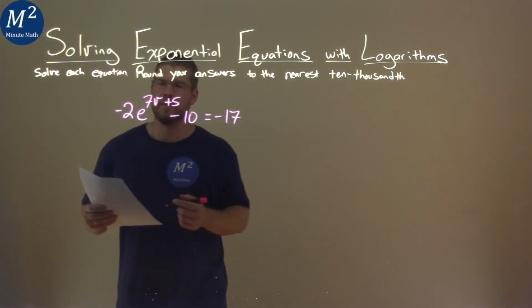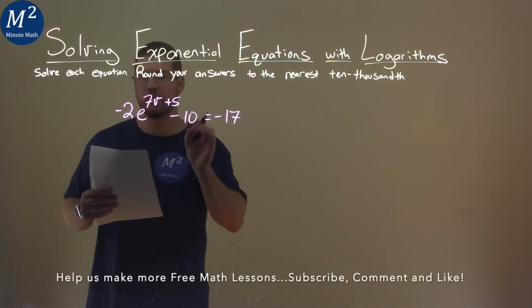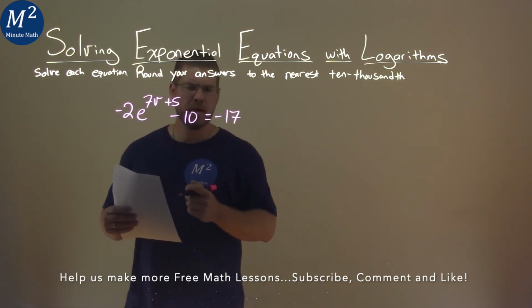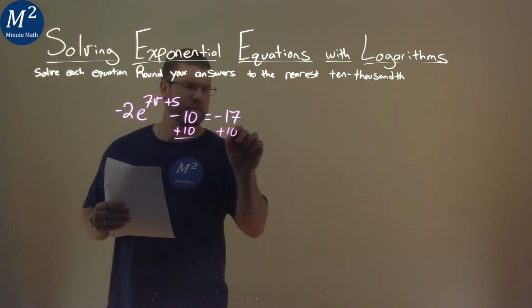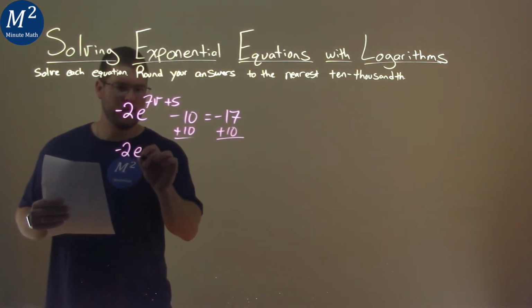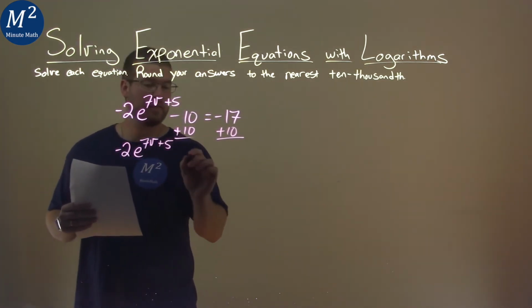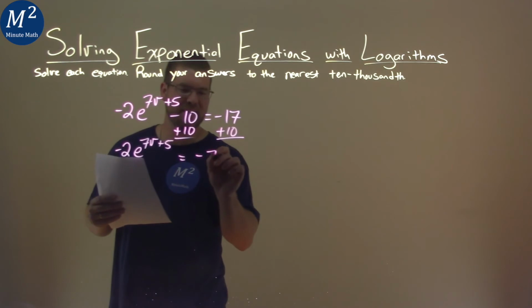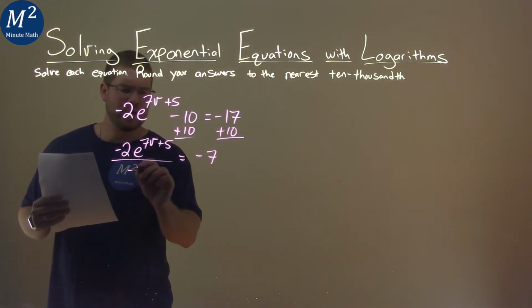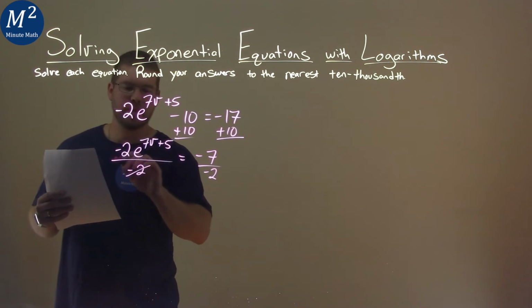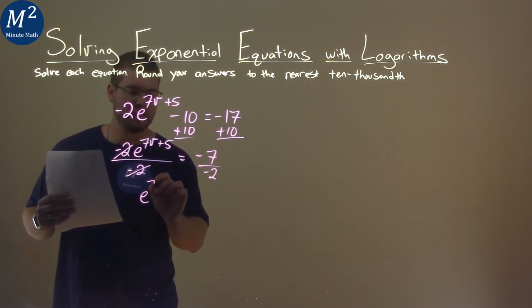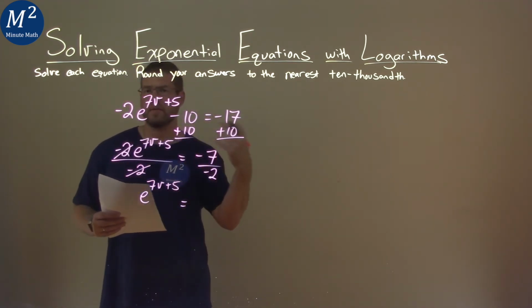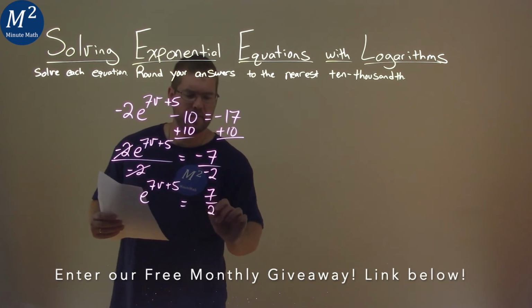We're given this problem right here: -2 times e to the (7v plus 5) minus 10, and that's equal to -17. And we have to solve for v. First thing is I'm going to add a 10 to both sides. In doing so, I have a -2 e to the (7v plus 5) left over on the left. And -17 plus 10 is a -7. Divide both sides by a -2 now. The -2's cancel on the left, leaving e to the (7v plus 5). And that's equal to, well, negative divided by negative is a positive. So we have 7/2 here.